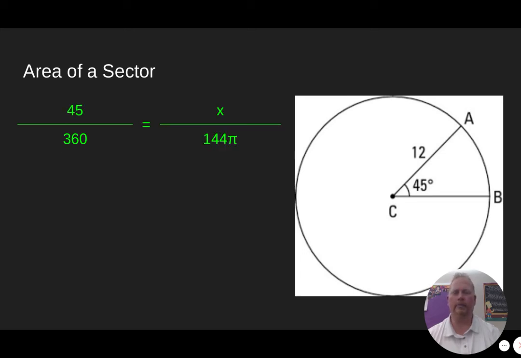Now let's go ahead and make a little bit of room. Let's do some cross multiplying. So 45 times 144 pi is 4,480 pi. 360 times x, 360x. Divide, and you get 18. Well, you should get 18 pi. All right, let's go back to that. Yeah, that should be 18 pi, which would be 56.52 units.